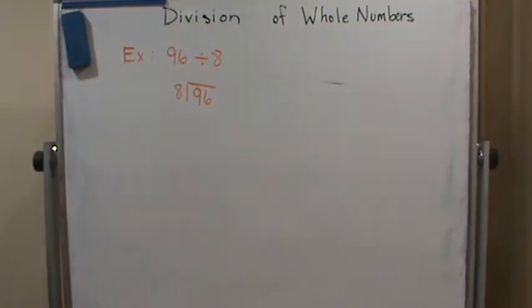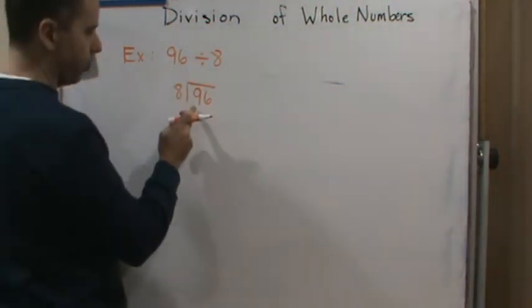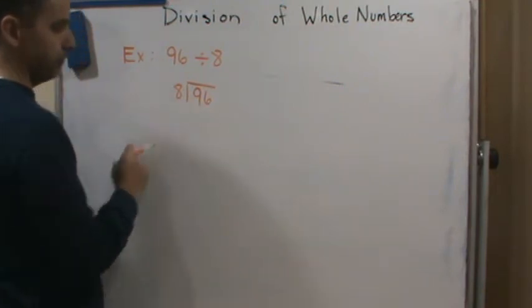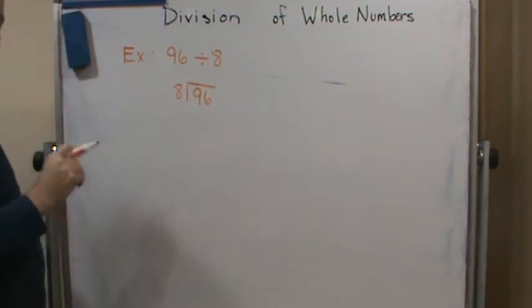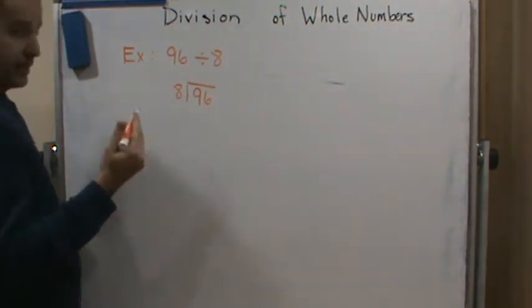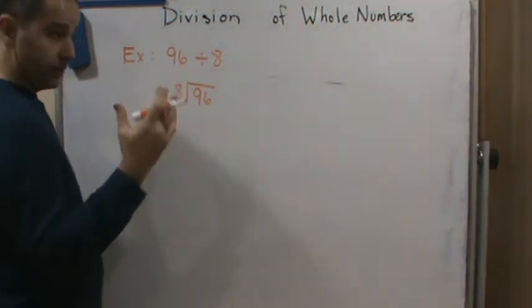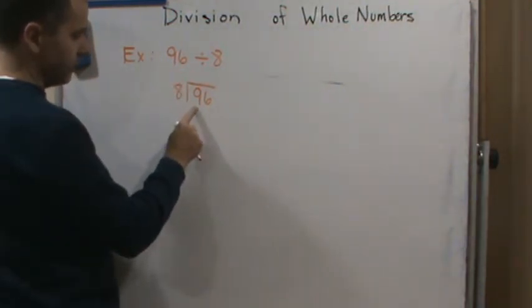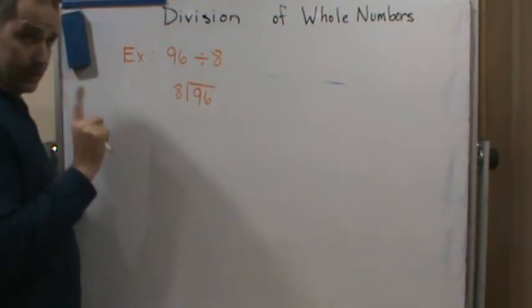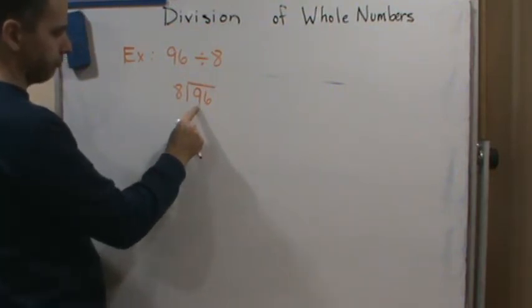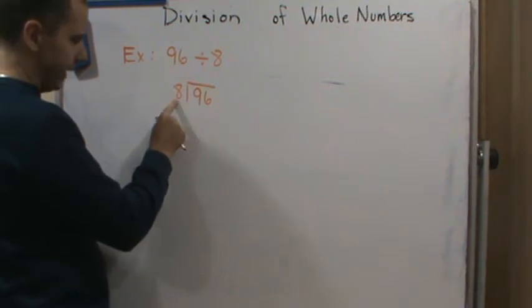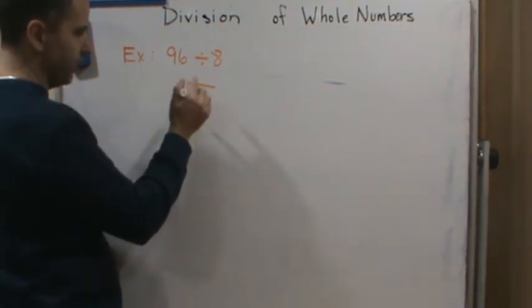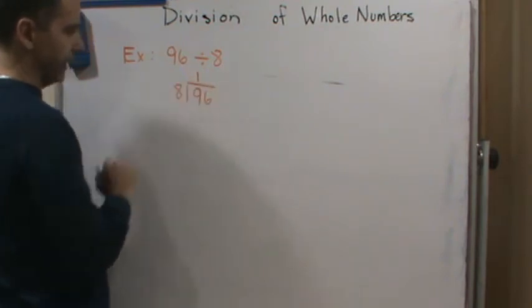So the first thing we're going to do is start with the leftmost number, in this case the tens place. We're going to find the first digit that 8 will go into, which is 9. So how many times does 8 go into 9? 9 divided by 8. 8 goes into 9 one time. So we're going to put 1 right above the 9.